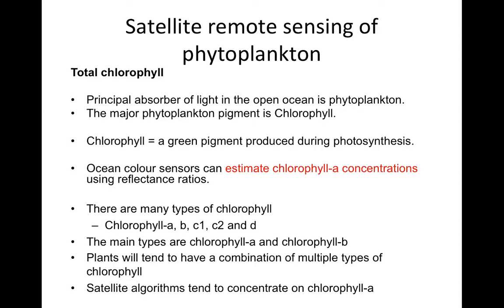So obviously there are various different types of chlorophyll, from A, B, C1, C2 and D, but the main types we find in phytoplankton are A and B. The majority of the algorithms will actually tend to focus on and concentrate on estimating chlorophyll A.